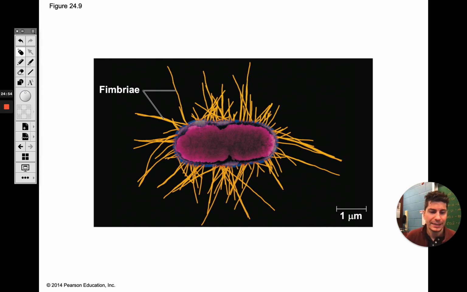So the pili does help an exchange of genetic material between bacterial cells. This is making it become pretty much sexual reproduction.